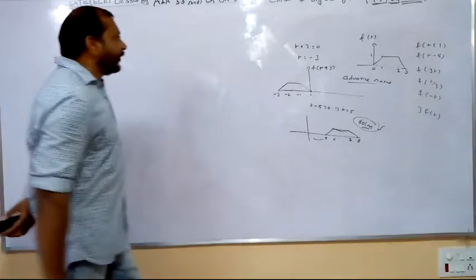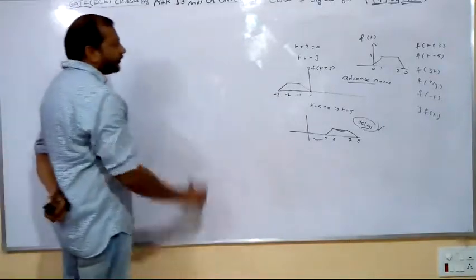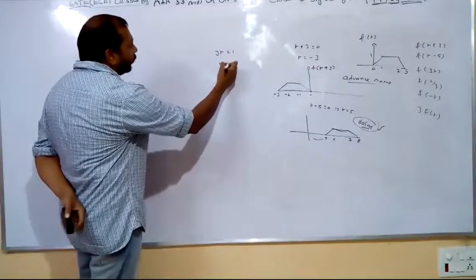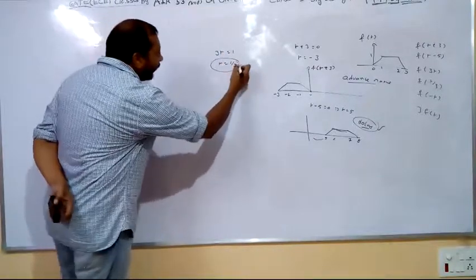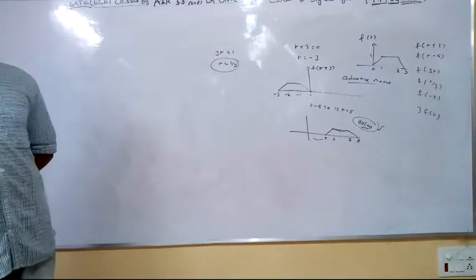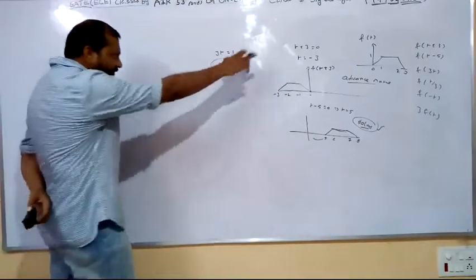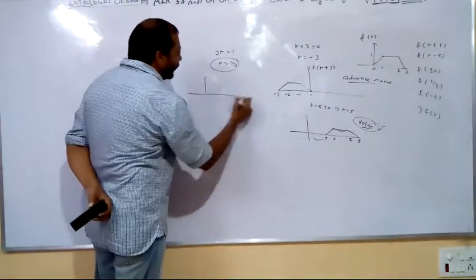Okay, coming to f of 3t. F of 3t is a scaling property. In scaling, we set 3t equal to 1, so the corresponding t is equal to 1 by 3. We have to multiply this t equal to 1 by 3 to each and every instance of the signal. Now I am writing the new instances.